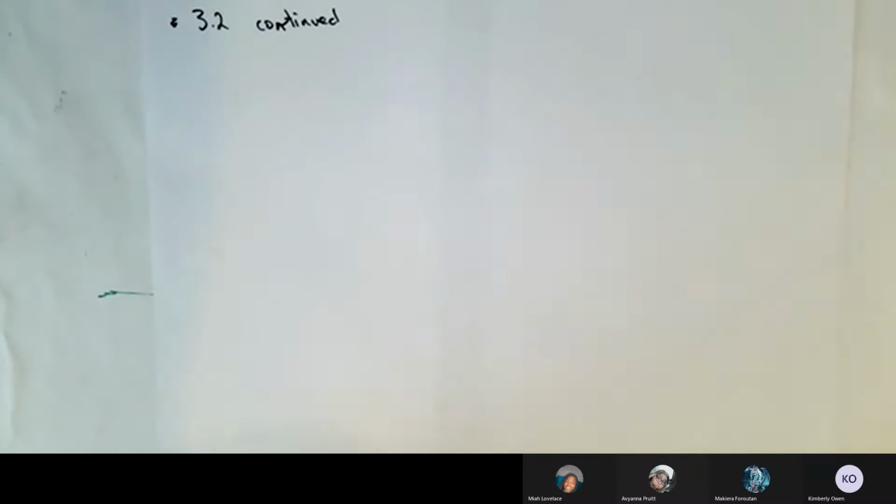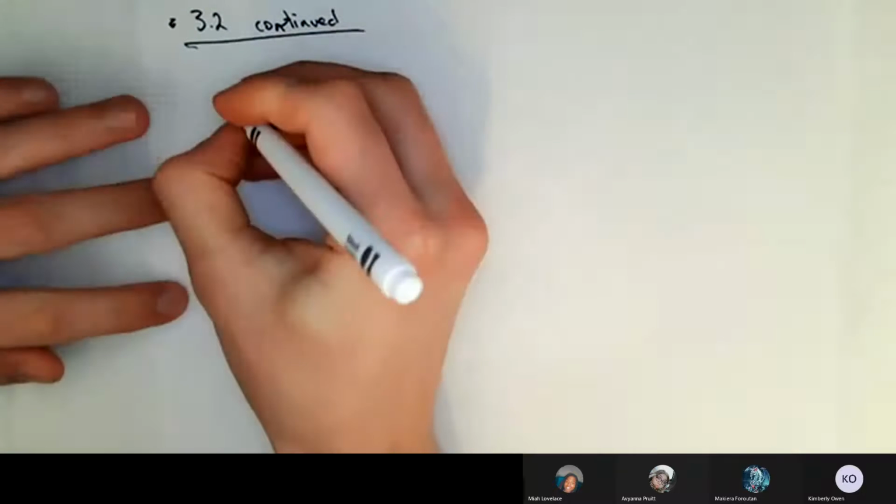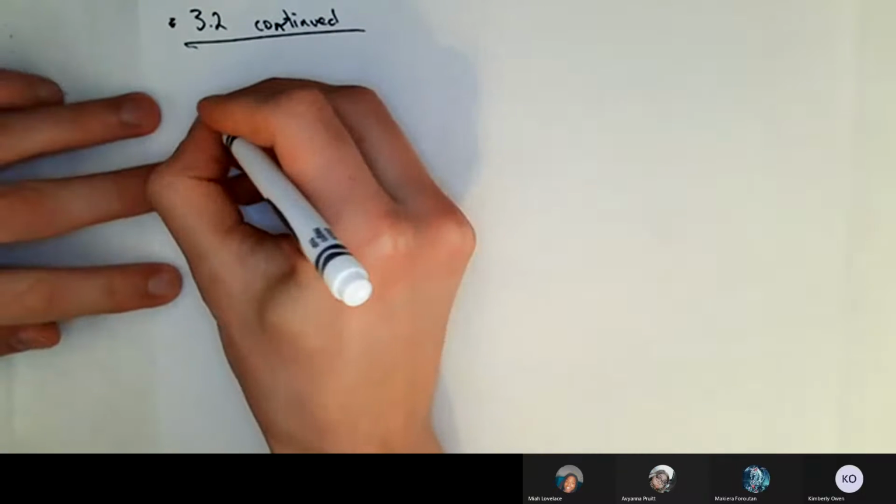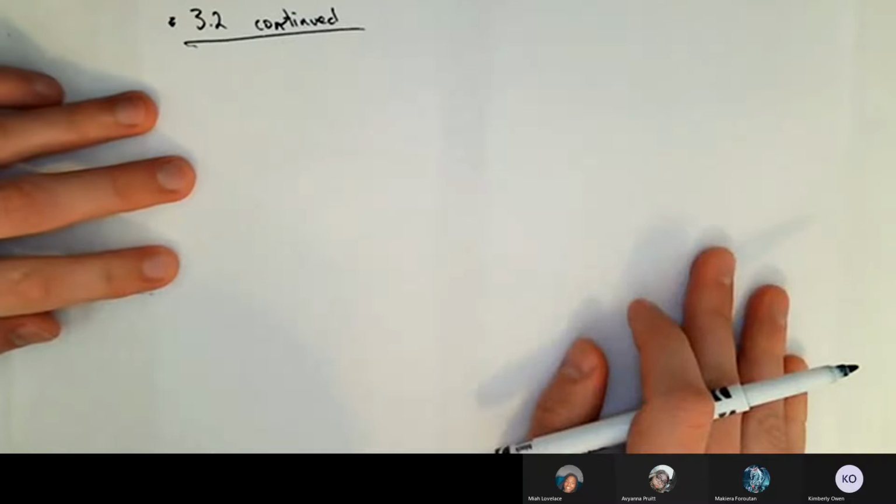Okay, section 3.2 continued. Last time I left off with a discussion about multiplicity, or actually, I mentioned that we were going to talk about it. I didn't actually begin discussing it yet, so I'd like to do that now. Let me remind you what we were doing.